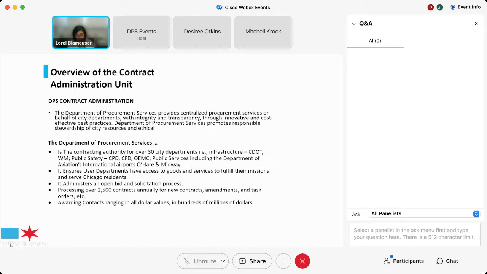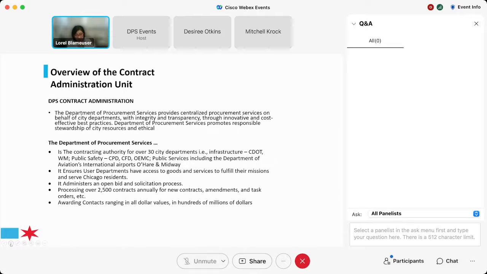The Department of Procurement Services is the contracting authority for over 30 city departments, which includes a vast variety of infrastructure, public safety, as well as health, including the Department of Aviation, the two largest international airports in the Midwest. DPS ensures that user departments have access to goods and services to fulfill their missions and serve the Chicago residents. It administers an open bid and solicitation process. Procurement processes over 2,500 contracts annually for new contracts, amendments, and task orders. Procurement awards range in a very vast range of dollars, in hundreds of millions of dollars.